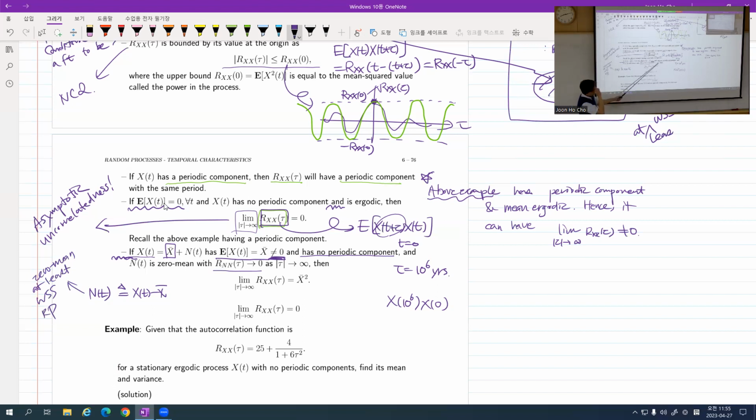And also again, we assume no periodic component, because this periodic component makes everything very complicated. And in every case, if a random process has a periodic component, it is very special.